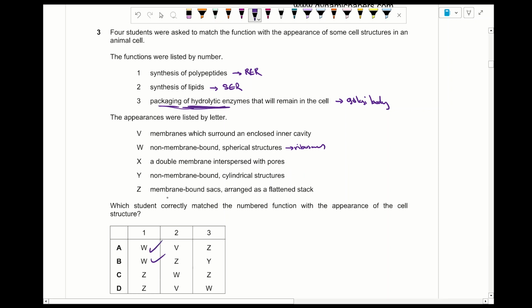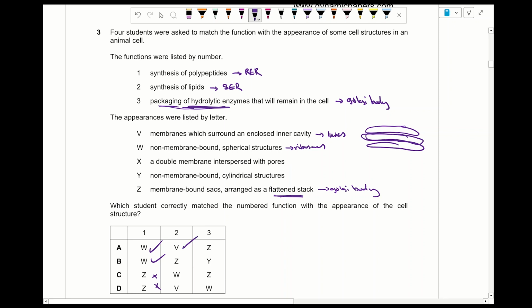Now for Z, membrane-bound sacs arranged as a flattened stack. So a flattened stack is the Golgi body. Therefore, this is incorrect. Now, for 2, let's see the suggestions. Now, let's start with V, membranes which surround an enclosed inner cavity. So an enclosed inner cavity forms a lumen. And that lumen is the smooth endoplasmic reticulum. Therefore, the answer is going to be V.